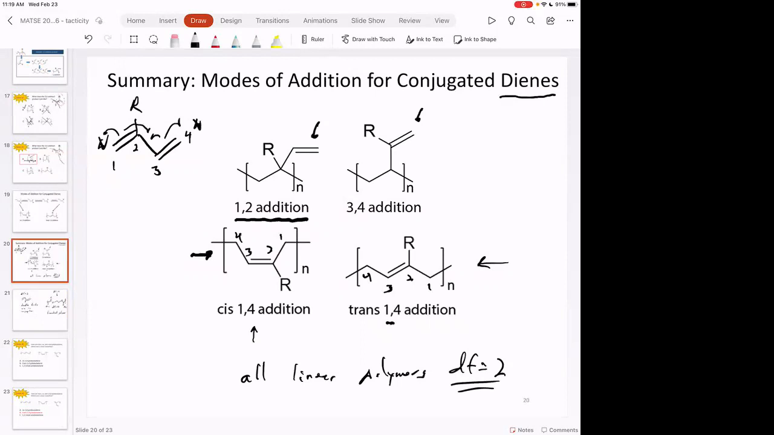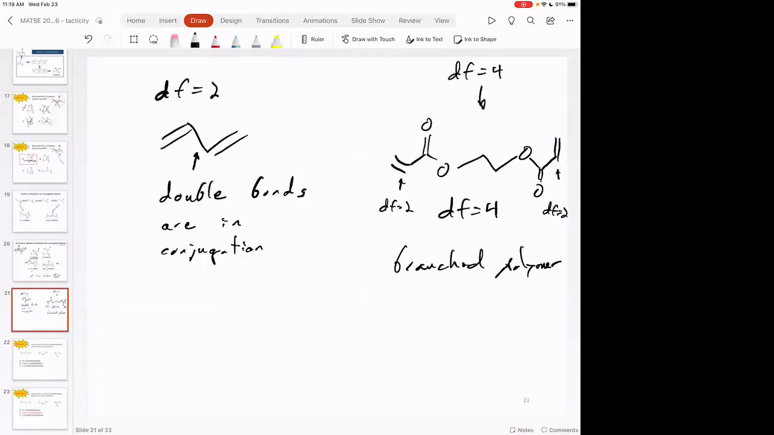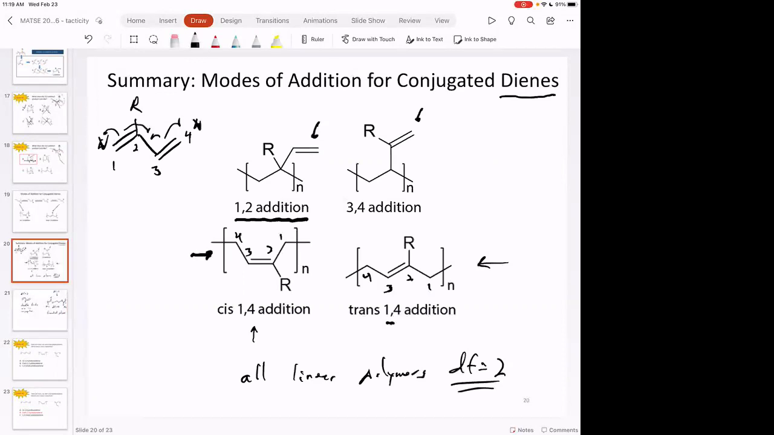And so by the modes of diene addition, and you should commit this slide to memory, we're only making 2 connections to the polymer chain. So whether we have 1,2 addition, 3,4 addition, if we have an asymmetric diene, or cis 1,4 or trans 1,4, there's only 2 connections. An easy way to think about DF is, you look at the double bonds and say, okay, I have a DF of 2 for every double bond. But degree of functionality really means how many connections you're making to growing polymer chains. And in all of these examples, the number of connections is 2. So the DF is 2.